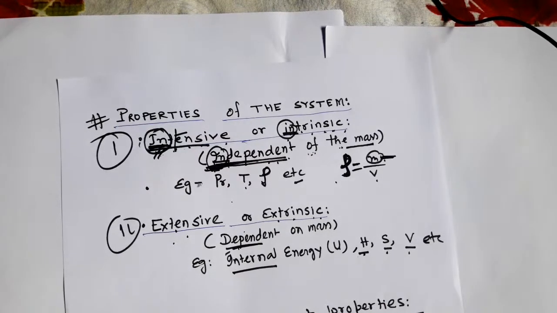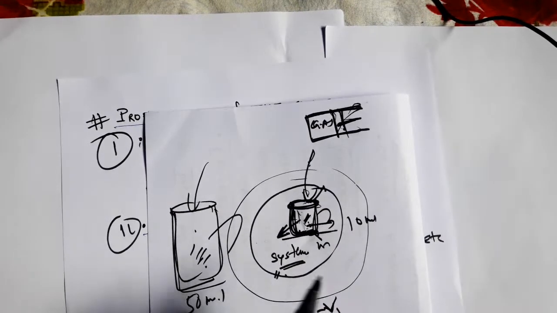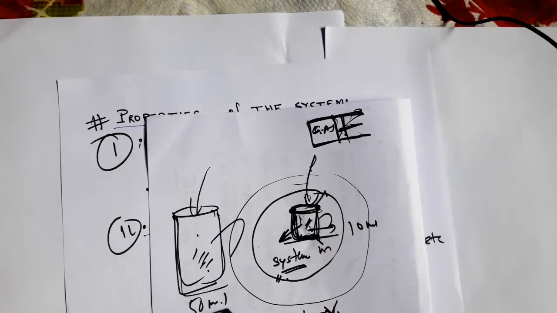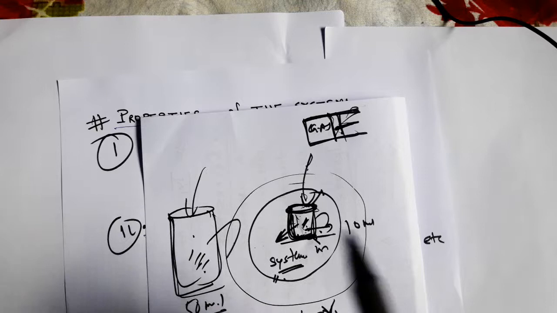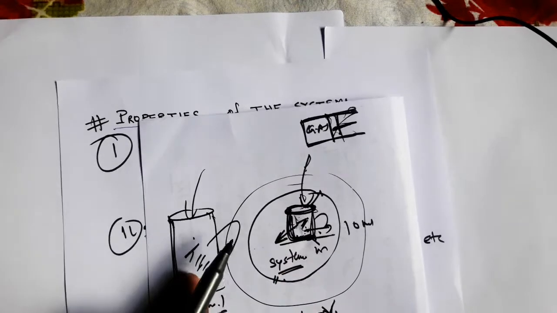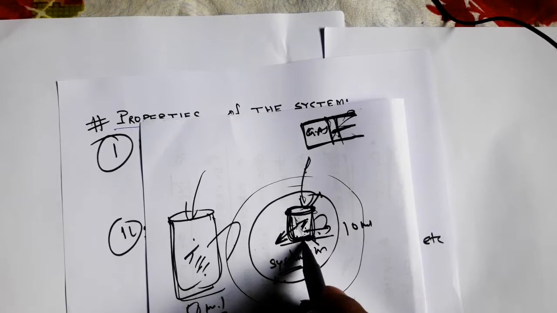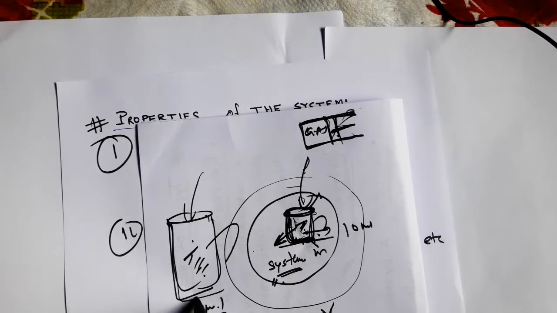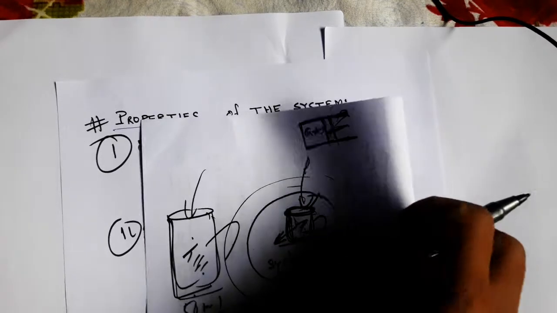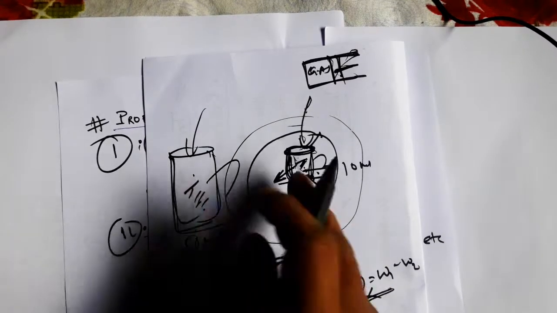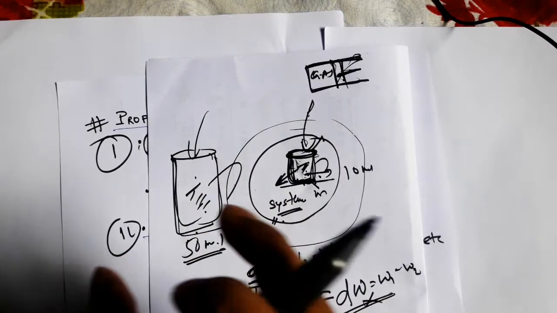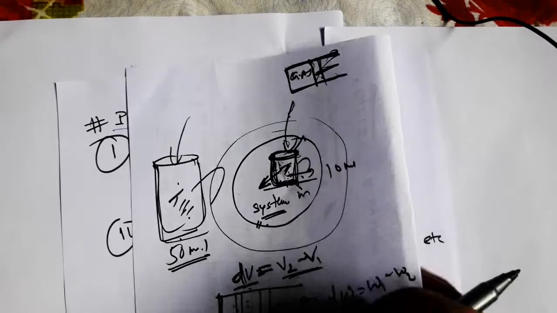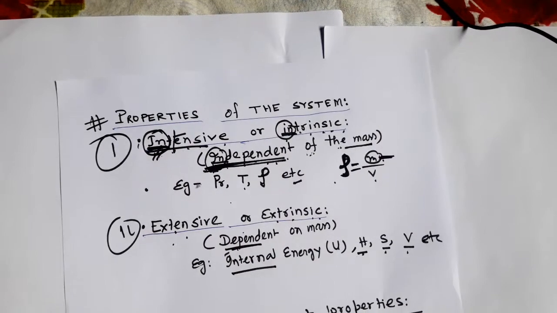The example of intrinsic property or intensive property: suppose the volume of that cup is 50 ml and the volume of this cup is 10 ml. Now if I pour the hot tea at the same time in that cup and in this cup, the temperature will be the same, though the mass is lesser in this case than that cup. So the temperature will be same but mass is not same here. That's why the temperature is not dependent on mass. That's why temperature is an example of intensive property.